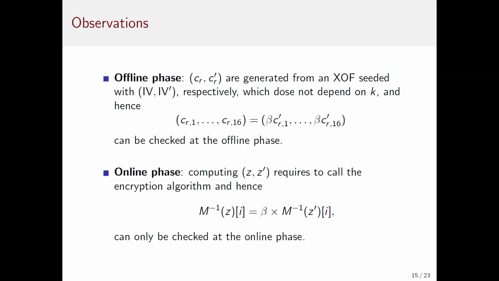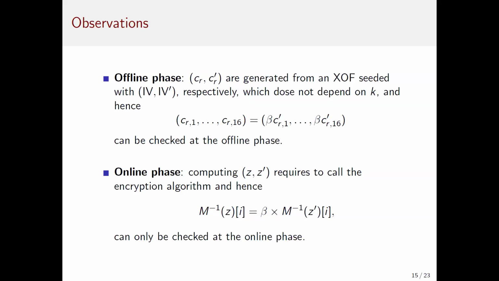So it is very clear what the offline phase and online phase will be. In the offline phase, we want such equations to hold, and they are outputs of an XOF. If we can collect such output pairs of the XOF, then the corresponding IV pair is good. They do not require the knowledge of K, but in the online phase, we need to check the conditions on the keystream.